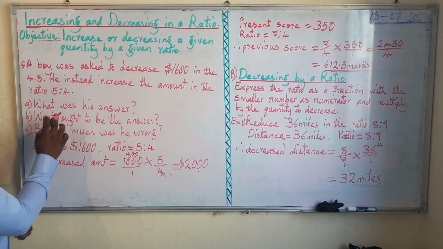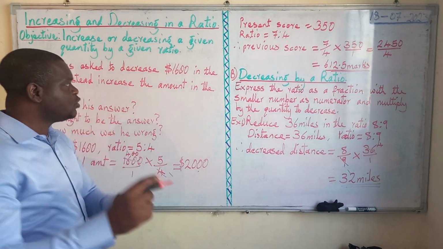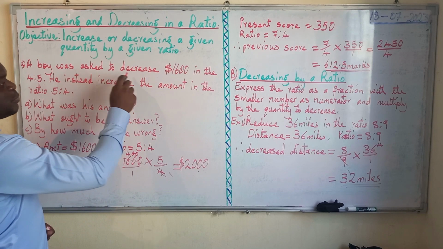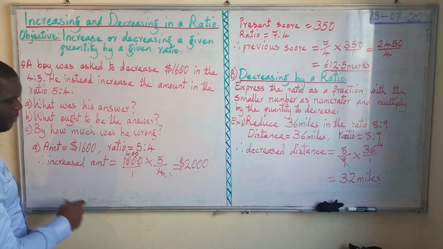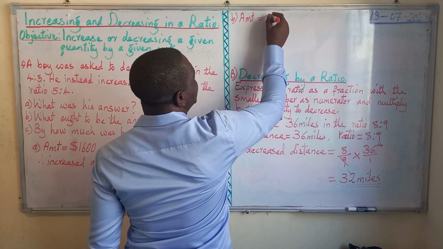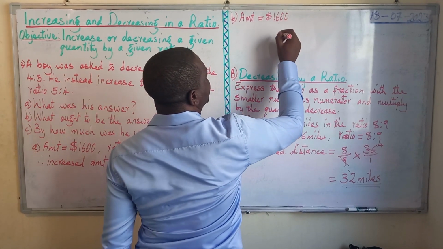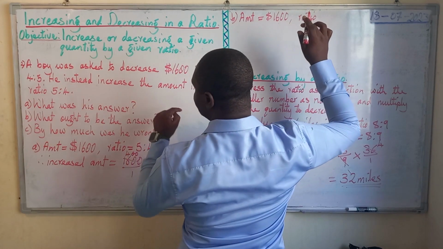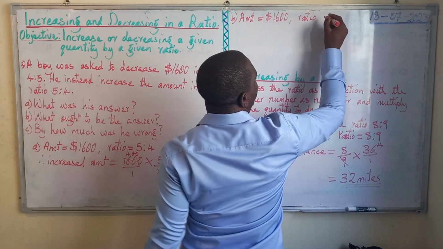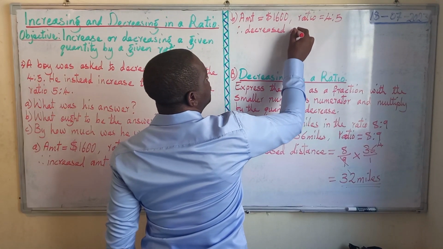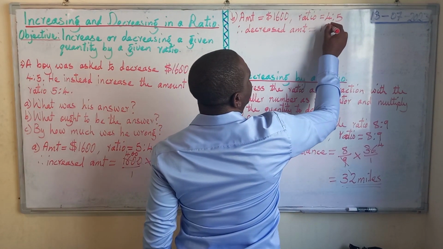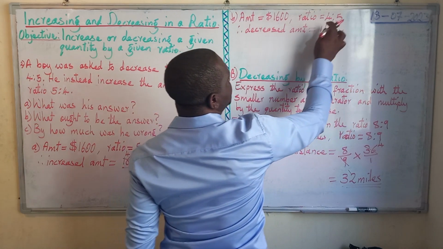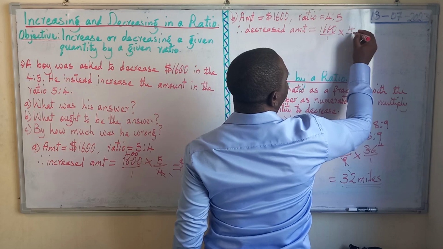B, what ought to be the answer? What ought to be the answer is he was asked to decrease. Therefore, we are supposed to decrease in B. Amount is the same, $1,600. And the ratio in this case is different. The decrease ratio here is 4:5. Therefore, decreased amount will be equal to $1,600 over 1 times decrease. So the smaller number should be above, 4/5.